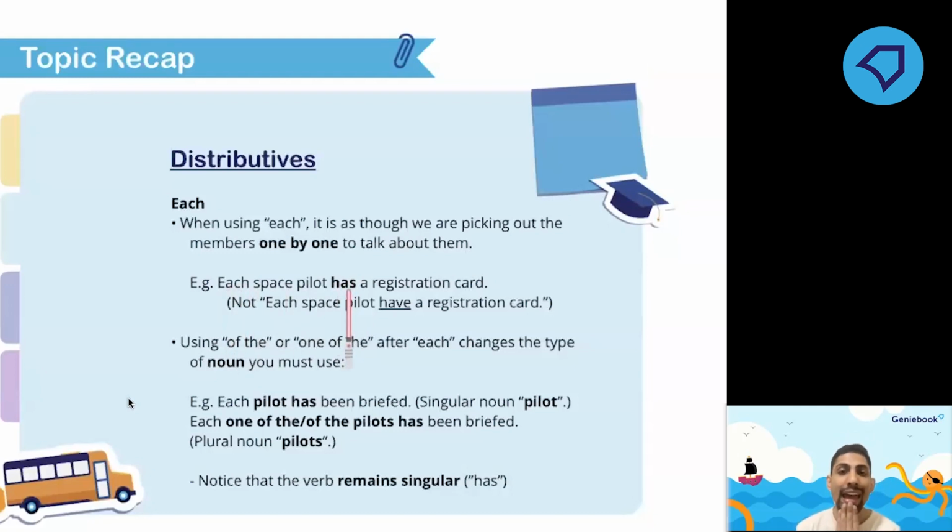So each pilot has. You see, has is a singular verb, right? He has, she has, not they has. So when you use each, you have to use a singular verb. Because why? We are talking about each person in the group one by one. You, and you, and you. Okay?